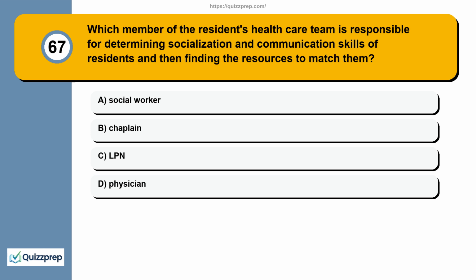Question 67. Which member of the resident's healthcare team is responsible for determining socialization and communication skills of residents and then finding the resources to match them? Social worker, chaplain, LPN, physician.